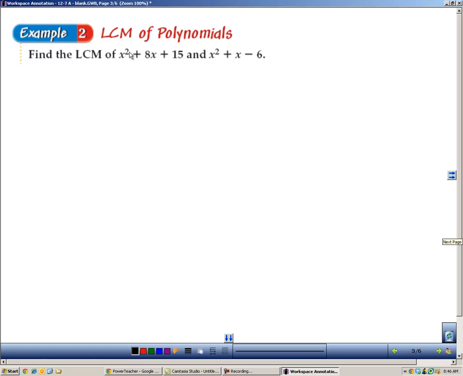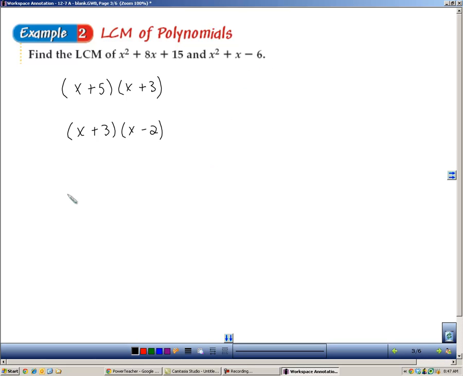Here we want the least common multiple of 2 polynomials. Well, if these were monomials, we'd do a factor tree, and that's how we would factor them. Here we have trinomials, and the question is, how do we factor trinomials? The answer is with a diamond. So I need 2 factors of 15 that add to be 8. So this is going to be an x plus 5 and an x plus 3. So that's what this trinomial factors to, and then this one factors to be x plus 3 and x minus 2. 2 factors of negative 6 that add to be 1.